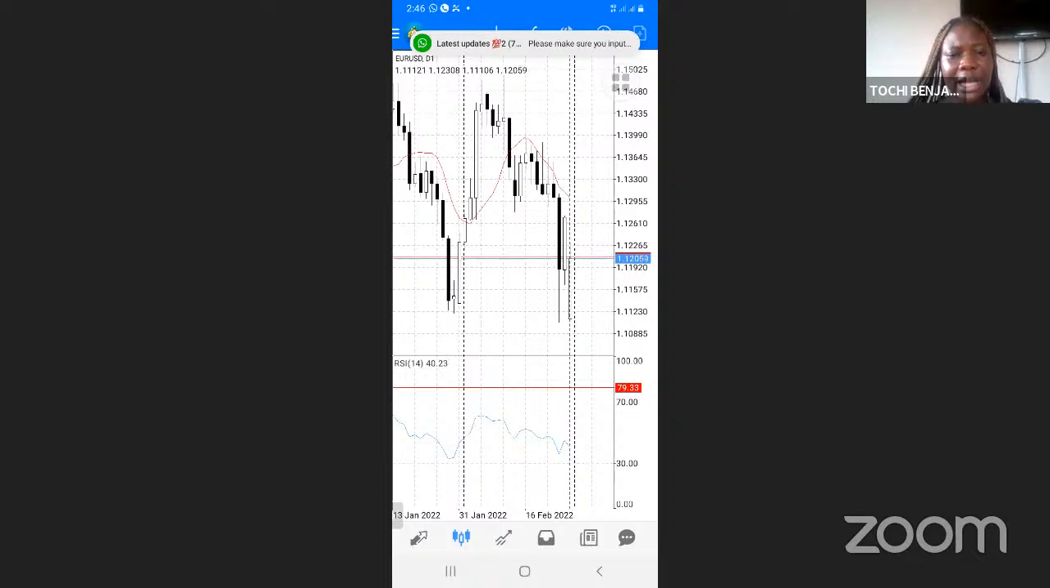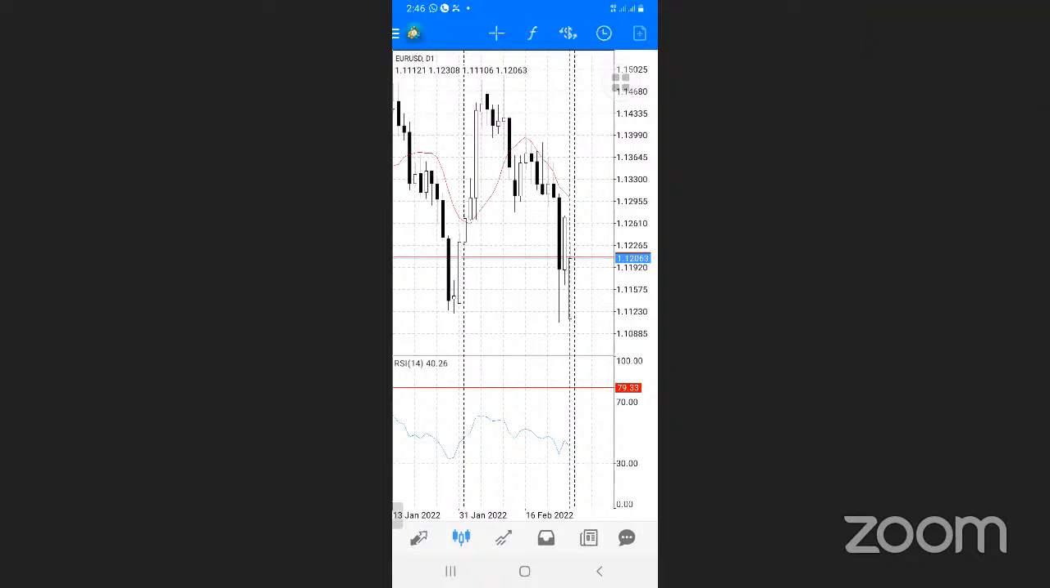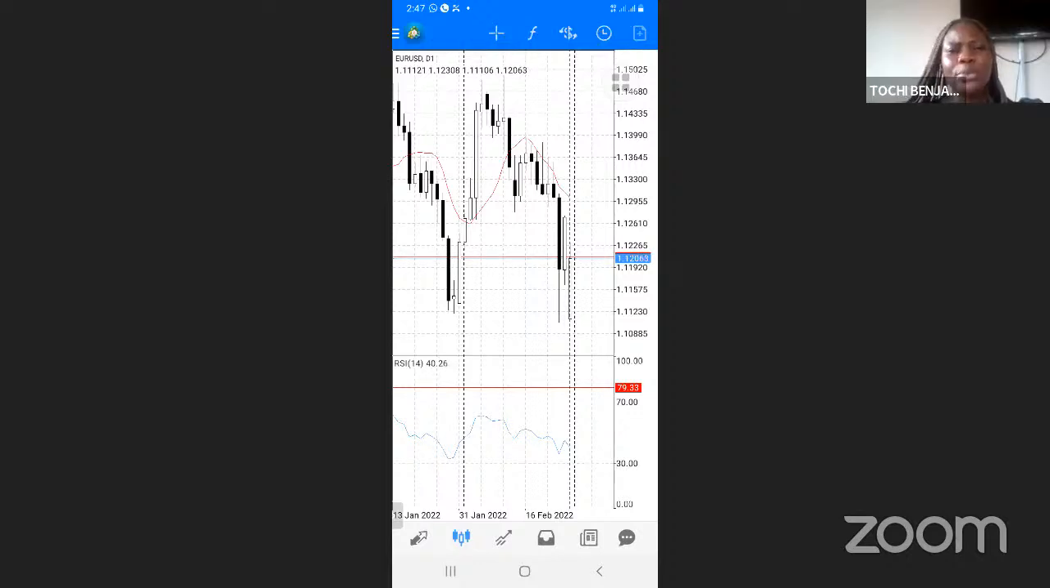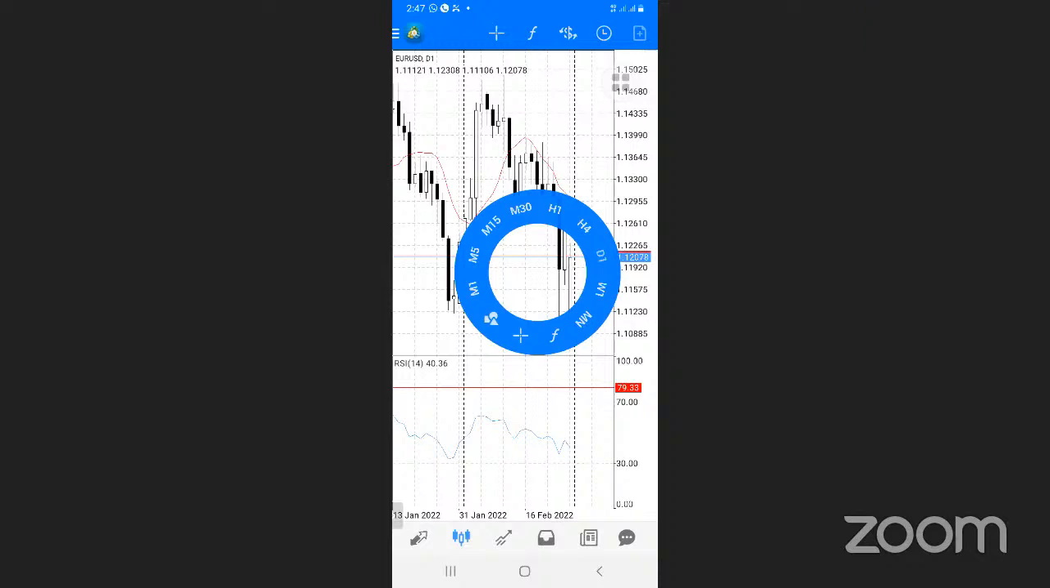So that range. The most recent resistance is 1.1468. Okay, so you can drop those two lines on that support and the resistance. Drop the horizontal line on that support and resistance. Okay, okay.